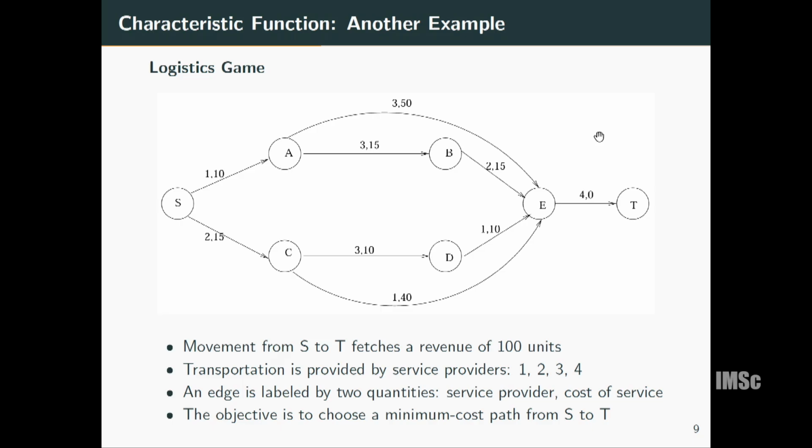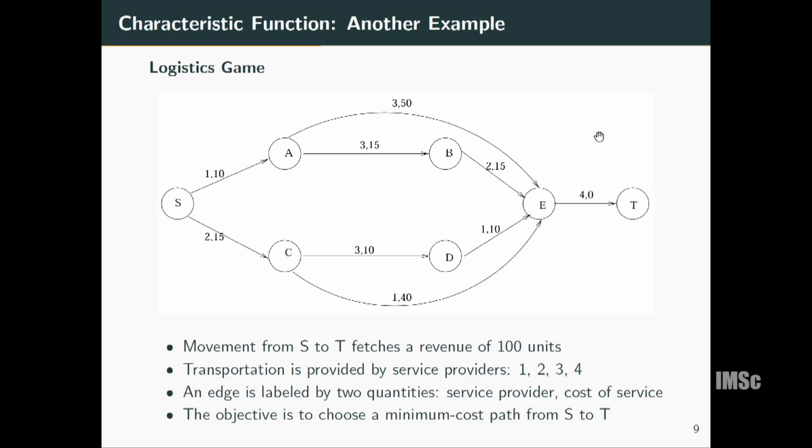The roads which lead from S to T are provided by some service providers, and these service providers could be either 1, 2, 3 or 4. Each service provider, for providing the service from one node to the other, also incurs a cost, and that is represented by the comma. So, 1 comma 10 means from S to A, service provider 1 provides a service at a cost of 10. Does it make sense? Okay.